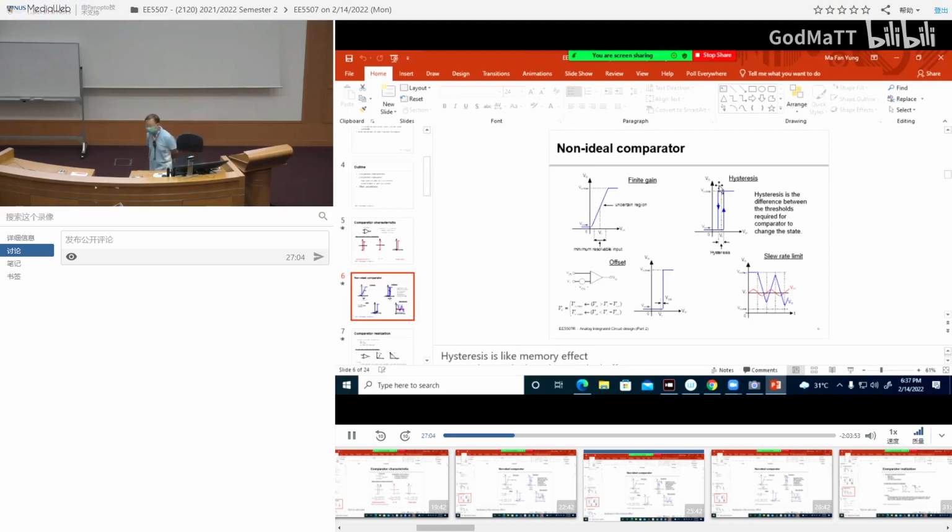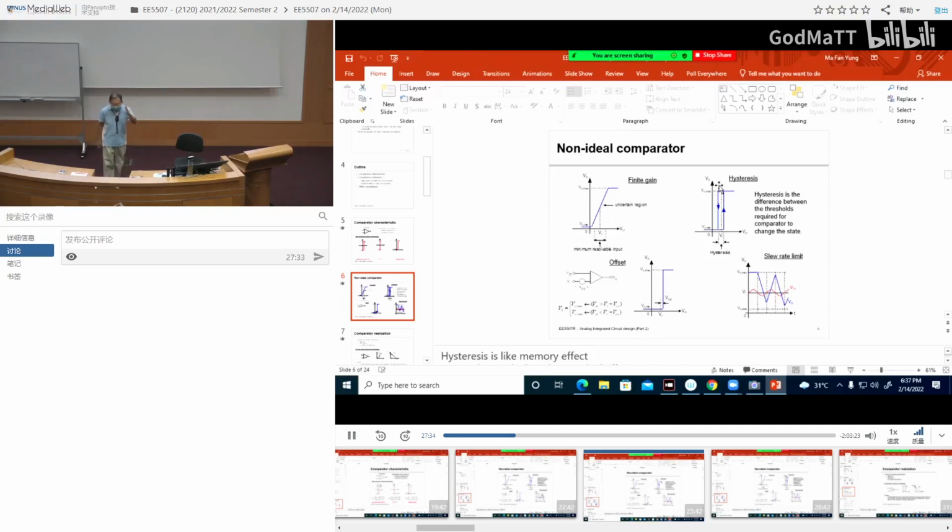It depends on the circuit. So you may start to think, what is useful about this? Anybody think? Is there any use for this? Is hysteresis useful? Prevent noise, okay.